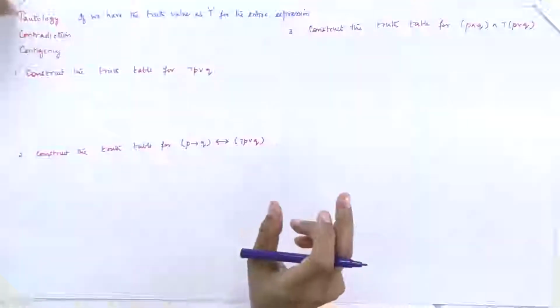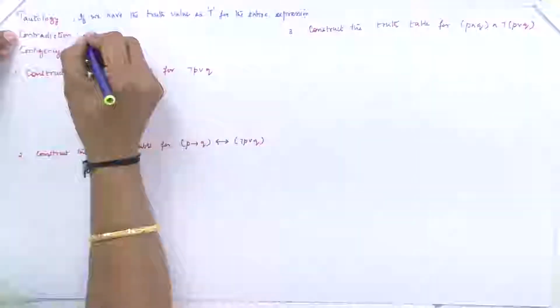Understood? So, tautology means if we have the truth value as T everywhere, then it is said to be a tautology. Next, contradiction. So, what is all about contradiction? This contradiction is the complementary part of the tautology.